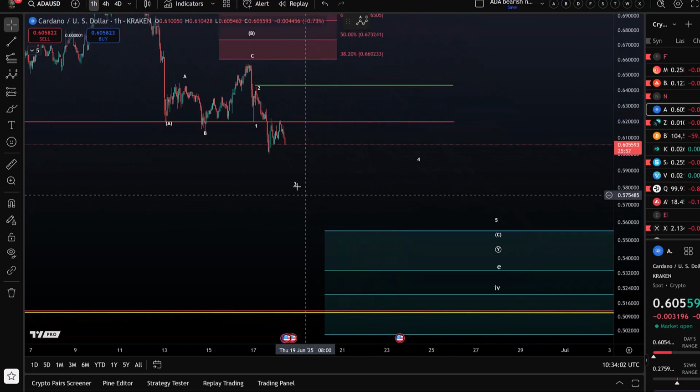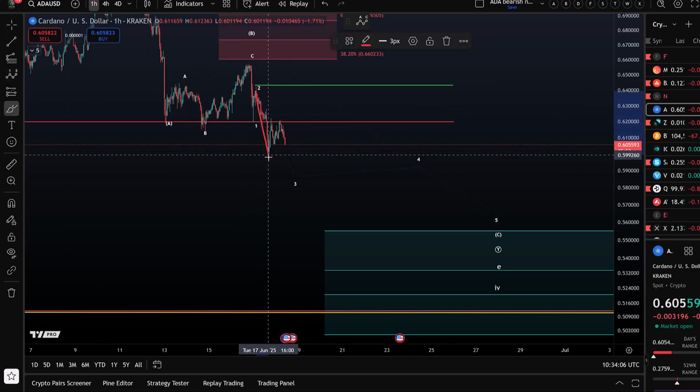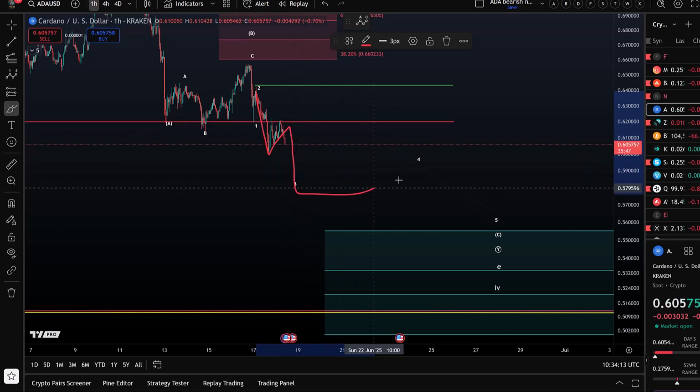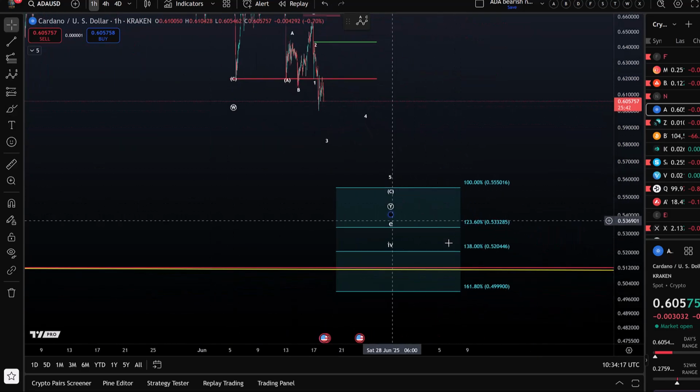At the moment, and I'm not labeling that specifically, I would even say this here could be an A wave. We're working on some kind of B wave here and could then come down in wave C, like Bitcoin, right? And then a 4 and a 5. That would work out quite well. It should take us into this area down here.